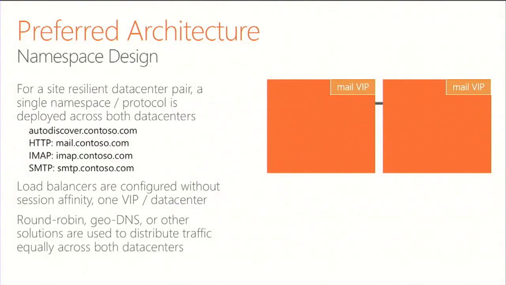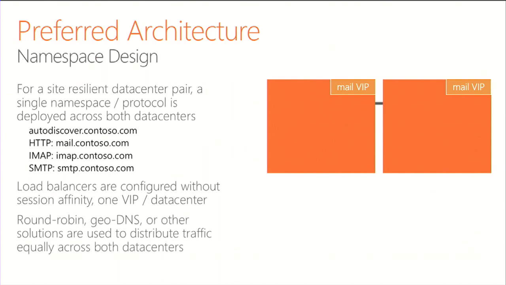So it starts off with a namespace design. We recommend the unbound model. For a site-resilient data center pair, you have a single namespace per protocol deployed across both data centers, with a load balance configuration that is not leveraging session affinity, that equally assigns requests to either data center.